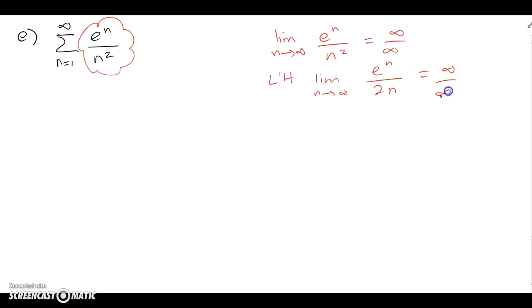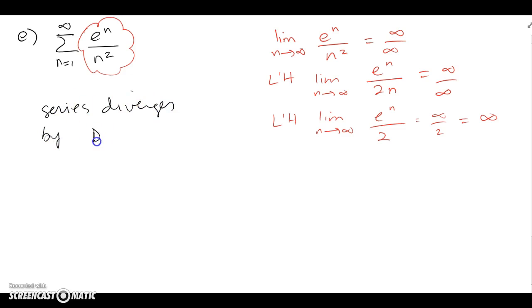That's still going to be infinity over infinity, so I'm going to apply L'Hopital again. That's going to be e to the n still, and the denominator is going to be 2. Now I'm going to get infinity over 2, which is infinity. So I just found that the limit of this corresponding sequence does not go to 0, which means I can make a conclusion right off the bat and say that the series diverges by the divergence test, and I don't have to analyze it any further.